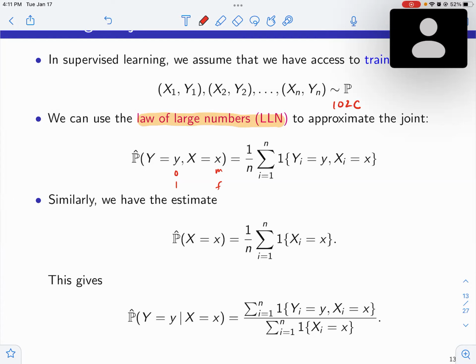Based on the law of large numbers, this is a good approximation of the probability. This is a good approximation of P, the population, Y equal y, X equal x. But you didn't tell me what exactly it is. So the conclusion is correct. What is it? Did they, okay. You haven't seen it in 100A? I'll be correct.